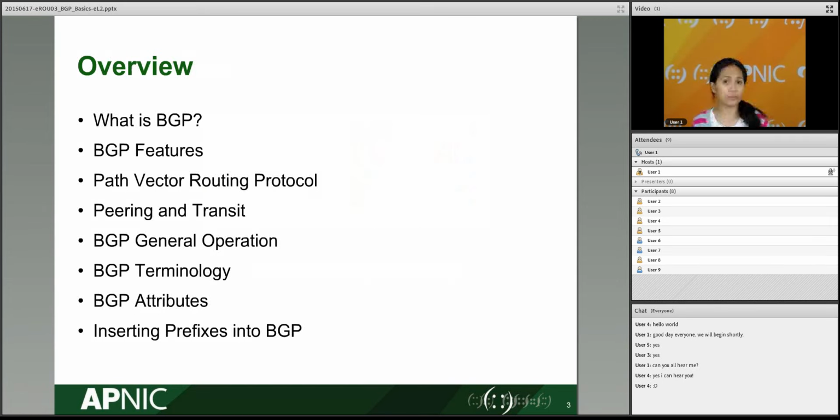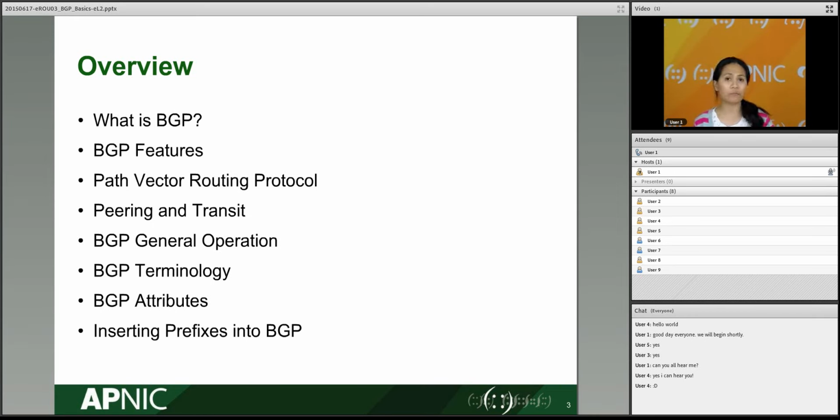Okay, so what are we going to cover? This is BGP, right? So we will look at the details of BGP. What is it? What is it for? What are the features of BGP? In more details, we'll look at, of course, BGP is a path vector routing protocol. So let's try and understand that a little bit, how that routing protocol works.